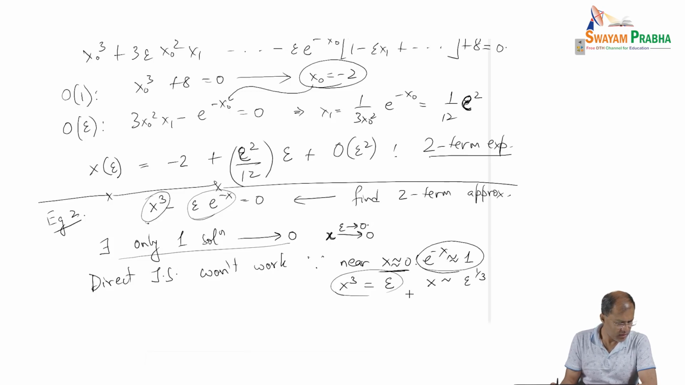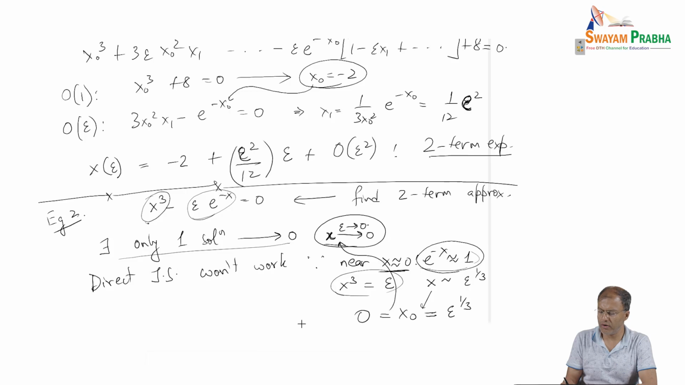So what have we got? We were expecting a leading order solution here. When we plugged in e to the power minus x to be 1 at the leading order, the leading order solution x0 that we got is coming out to be epsilon to the power 1/3, but the leading order solution should have been 0, because when epsilon goes to 0, the solution should approach 0. So we see that the leading order solution also contains epsilon to the power some non-integer, right?